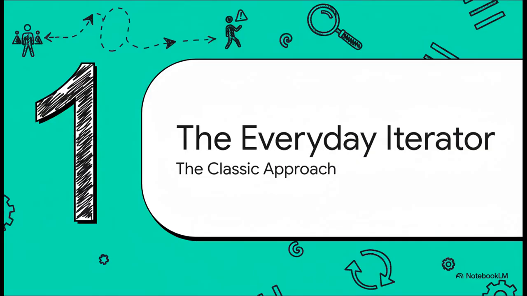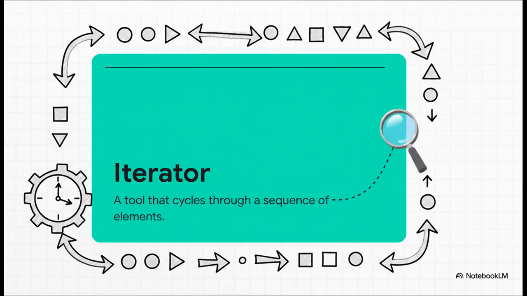Okay, so to really get what's new and exciting here, we've got to start with the classic, the tool we all know and use every single day, the standard Java iterator. You know it. You've used it a million times. It's pretty much the bedrock of collection processing in Java, and it does one thing, but it does it really reliably. It steps through a sequence, element by element, one by one. Simple, predictable, and totally sequential.